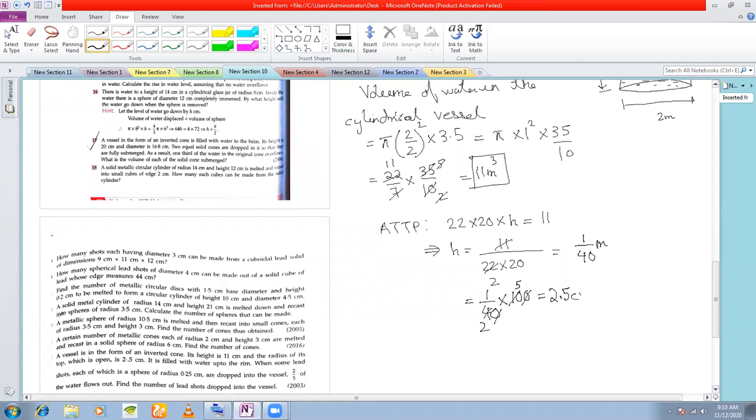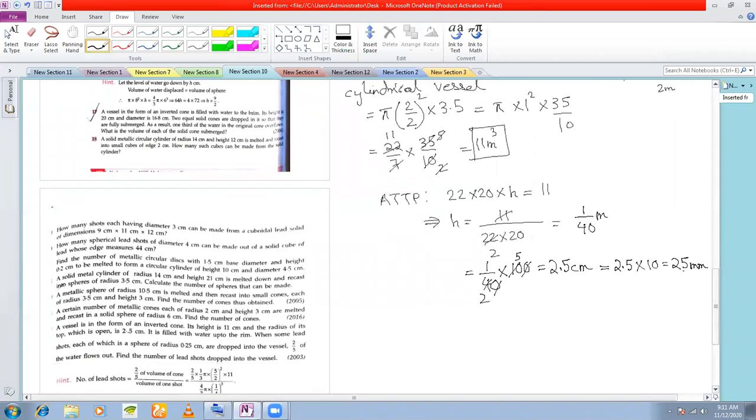2.5 centimeters. So what was the rainfall here? 2.5 centimeters. You can convert this to millimeters also, because rainfall is normally expressed in either centimeters or millimeters. So this is 25 millimeters or 2.5 centimeters. This was the amount of rainfall here. Any questions?